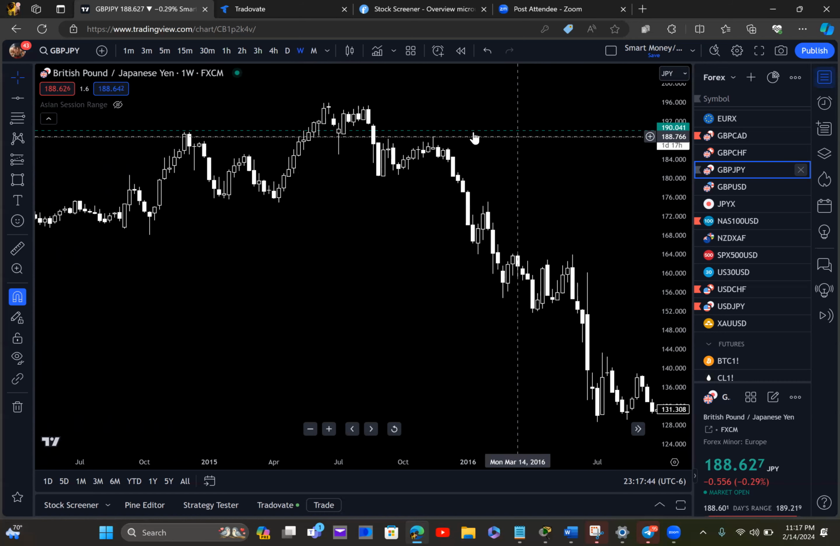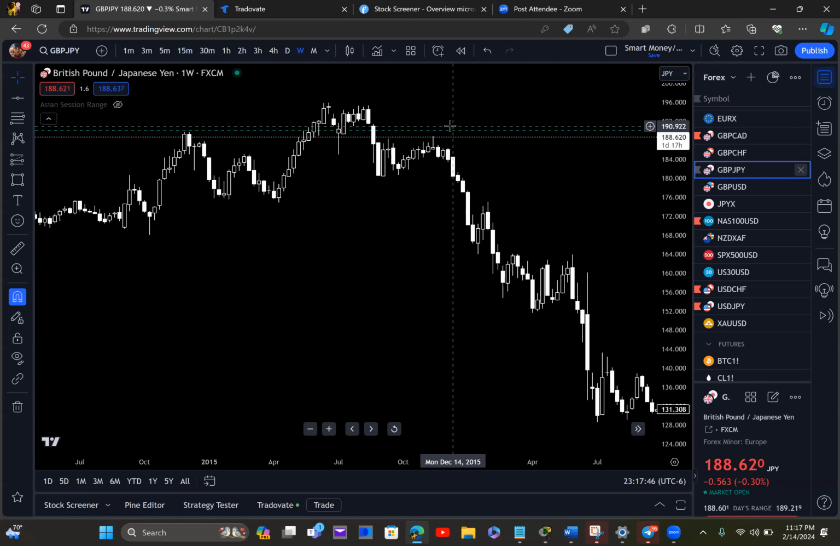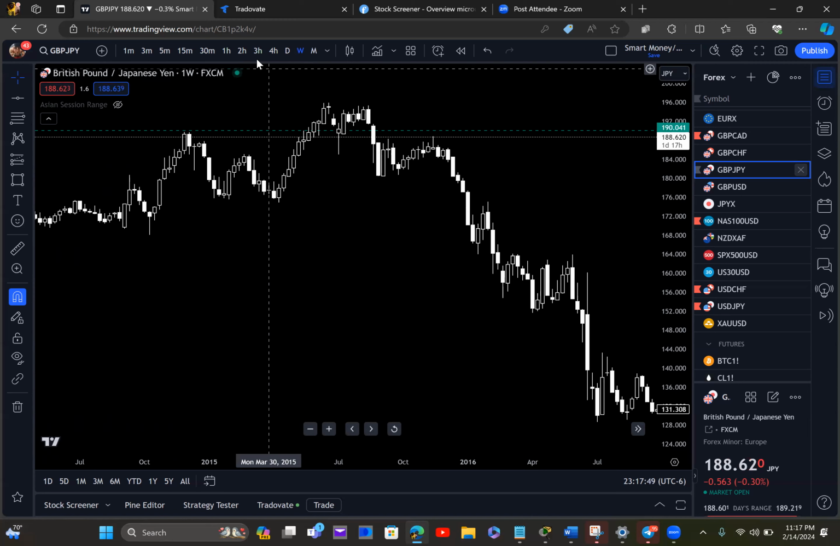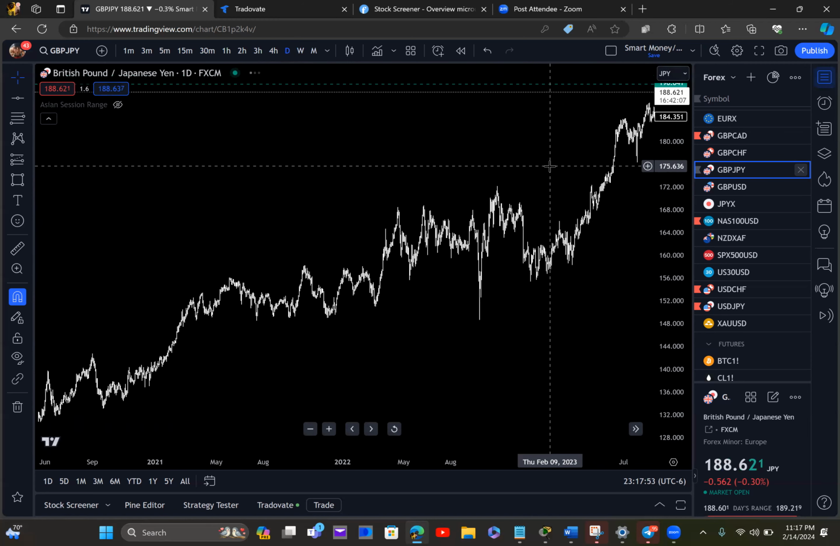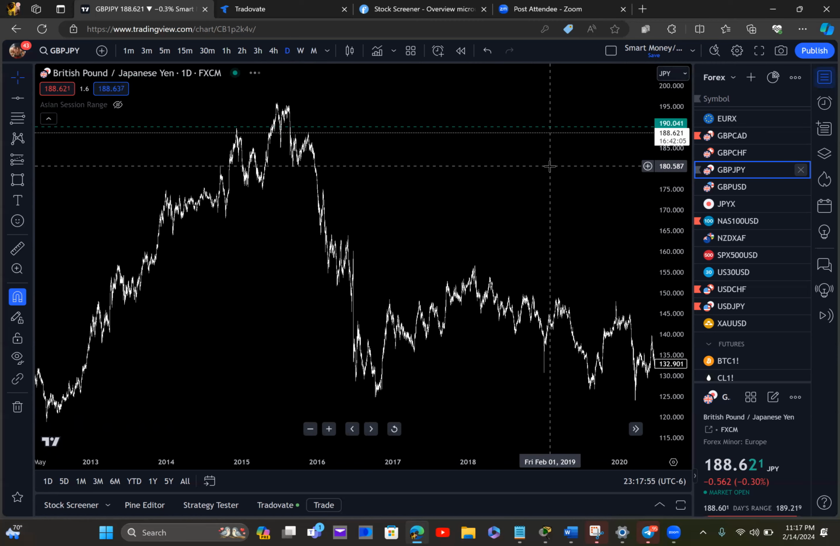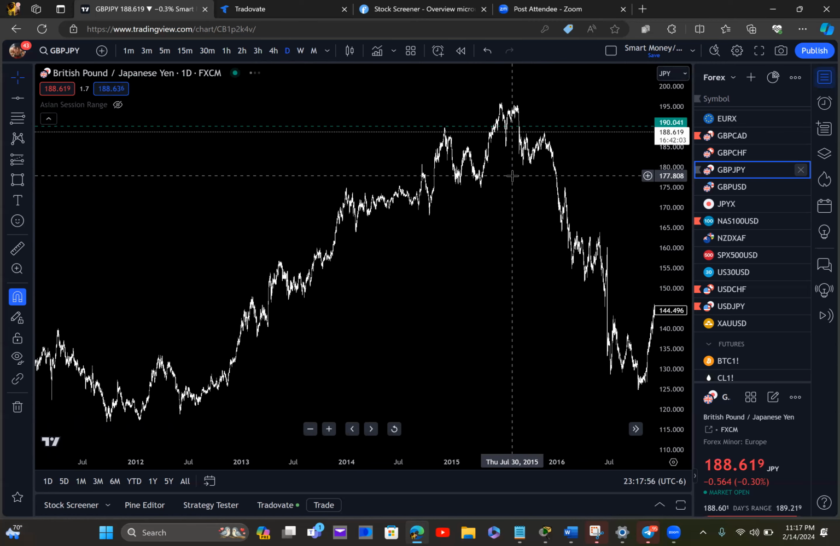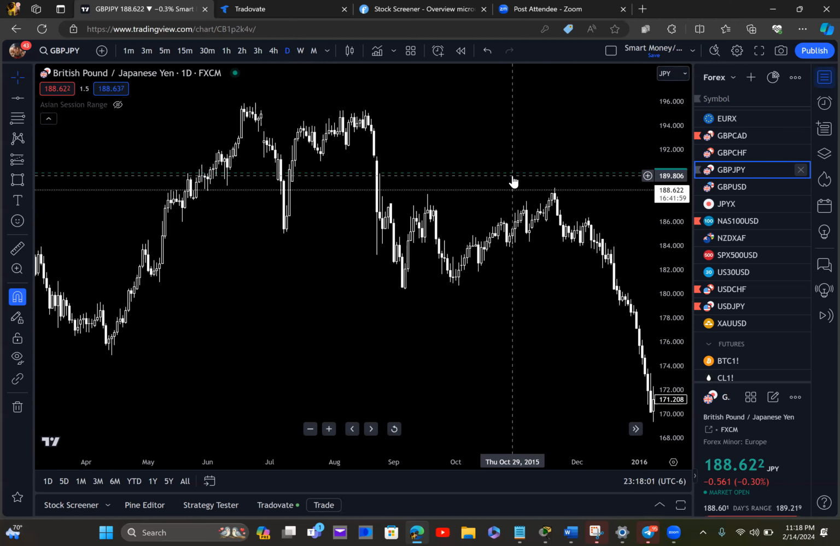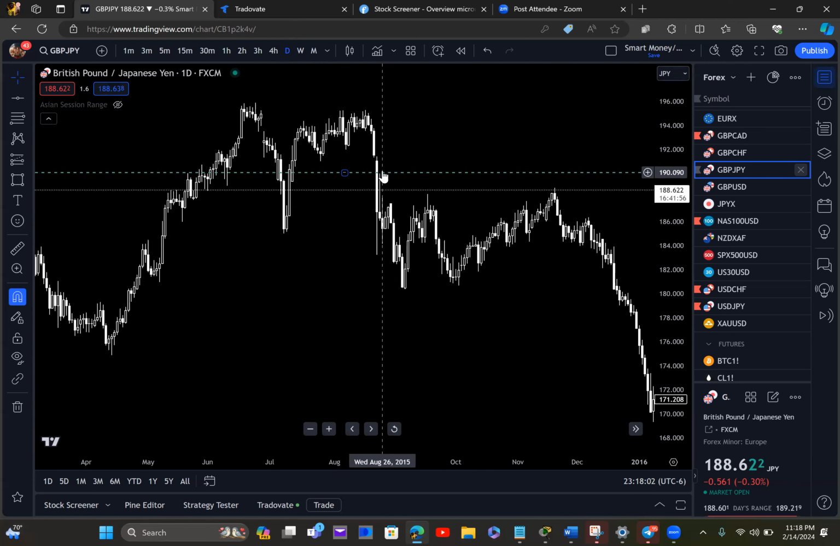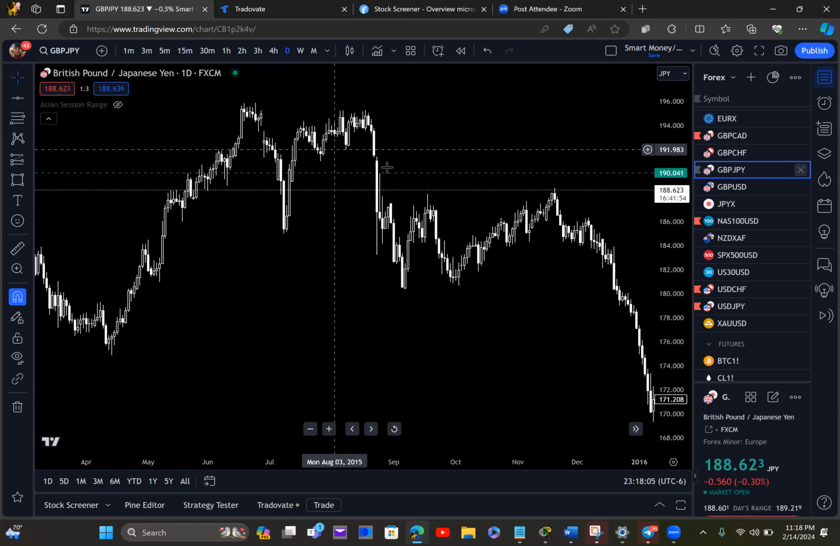But look, it did come into this. This is the monthly chart. It slapped that fair value gap. Look, we had a high right here. This is the daily.